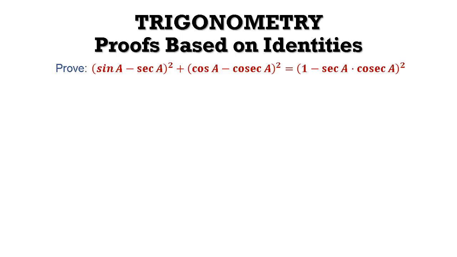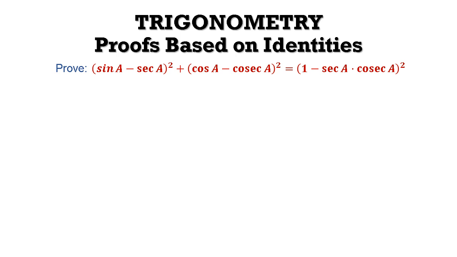So here's the problem. We have to prove that (sine A minus secant A) whole square plus (cos A minus cosecant A) whole square is equal to (1 minus secant A cosecant A) whole square. So how to go about this? What should be your thinking? What should be your approach?